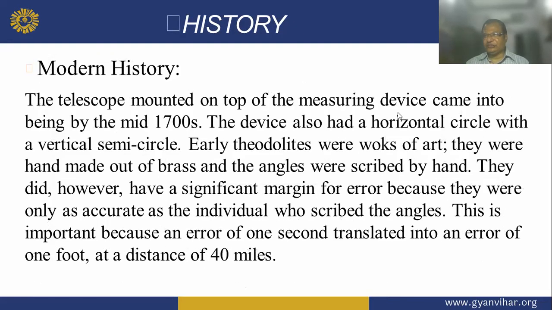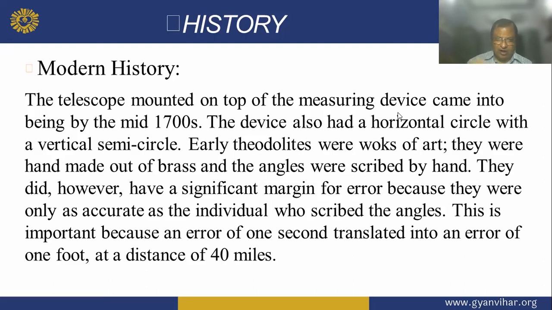So, what is the modern history? The telescope mounted on the top of the measuring device came into use by the mid 17th century. The device also had a horizontal circle with a vertical semicircle. Early theodolites were works of art. They were handmade out of brass and angles were scribed by hand.